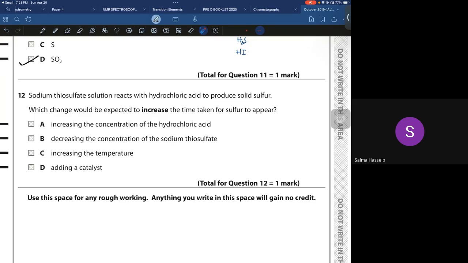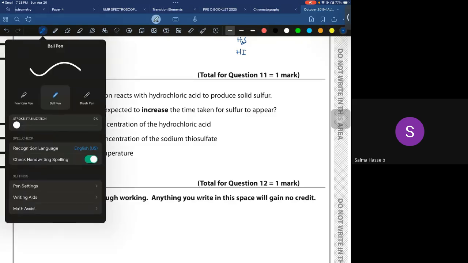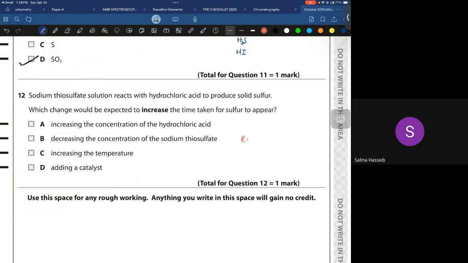When the time increases, the rate decreases, because rate and time are inversely proportional to each other. Rate is inversely proportional to time, like 1 over t. So when the time increases, the rate decreases, of course, because concentration is directly proportional to the rate of reaction. When the concentration decreases, the rate decreases. Right? Exactly, yes.